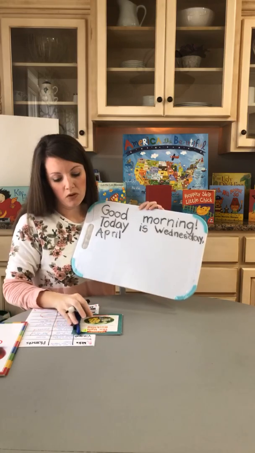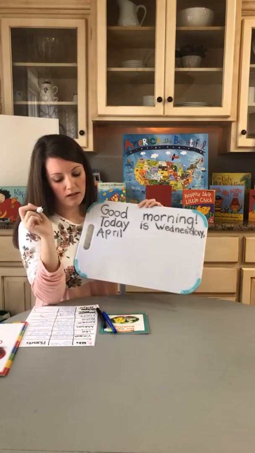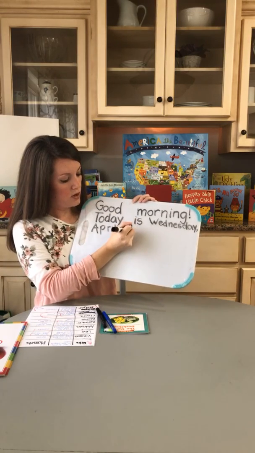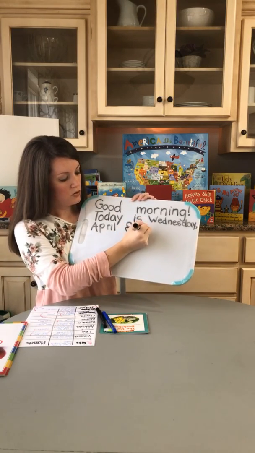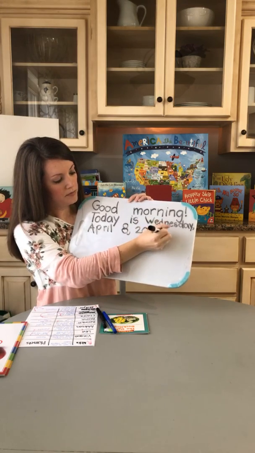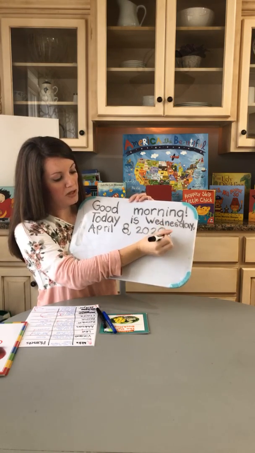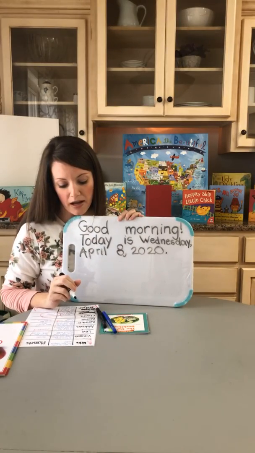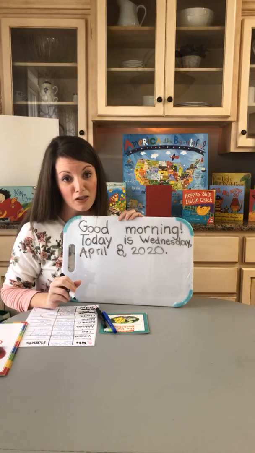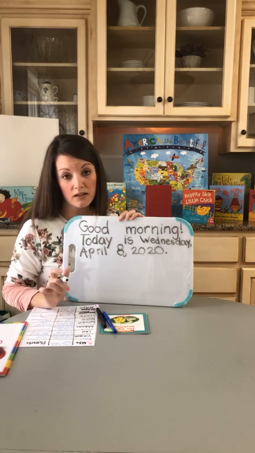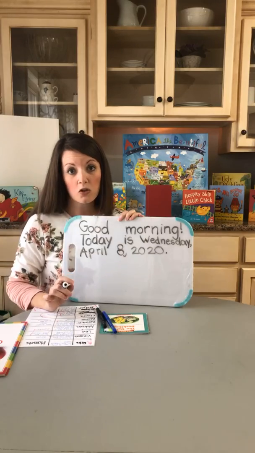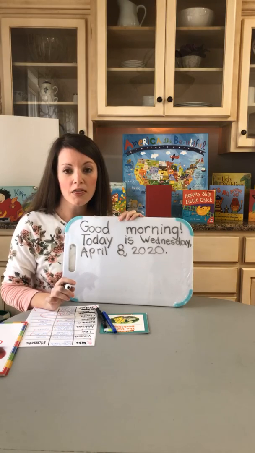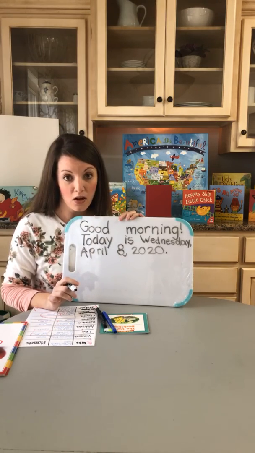Yesterday was April the 7th, so that means that today is April the 8th. Circle on top, circle on bottom. 2020. Okay, Vincent, period. Vincent's news, he says, I have been riding my bike on the driveway a lot. That's good, Vincent. That's really good exercise, isn't it? So we're going to say Vincent has been riding his bike on the driveway a lot.